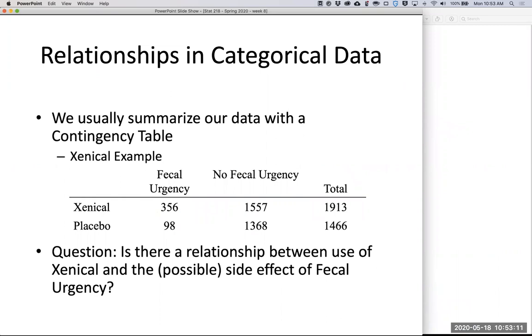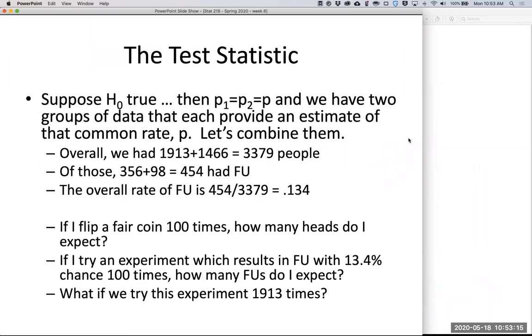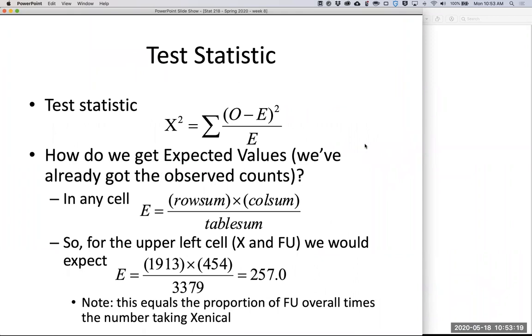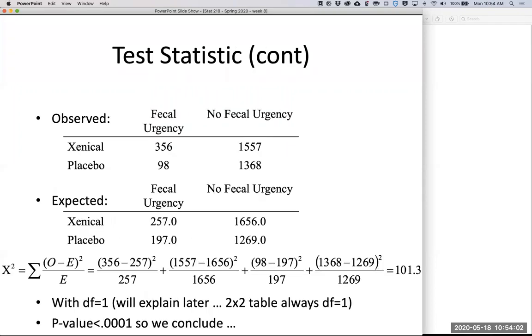So let's move forward a couple pages in the slides and we'll see where we get to. So indeed, for our chi-square, we have to have a collection summing across all the possibilities in our contingency table, all of the contingencies, both rows, both columns, the observed count minus the expected count squared over the expected count, just like in chapter 9, the later sections. The expected counts would be the row sum, in our case 1,913, times the sum of the column, 454, over the table sum 3,379, 257.0. So we're saying if really Xenical is unrelated to fecal urgency, 257.0 cases of fecal urgency should be those that we would see in that upper left cell.